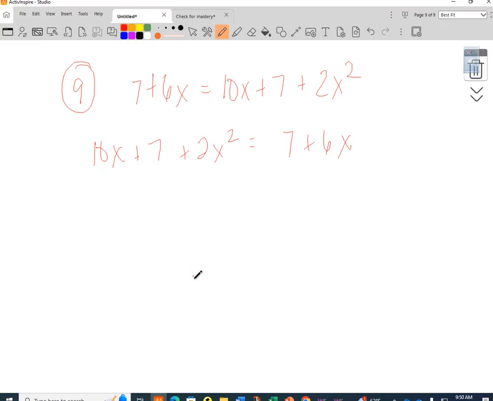left, right? So now we have some terms with a constant here and a constant here. An x term here and an x term here. So we need to get everything together, right? So what do you want to do first? Okay, minus 7 on both sides is going to leave me 10x plus 2x squared equals 6x.